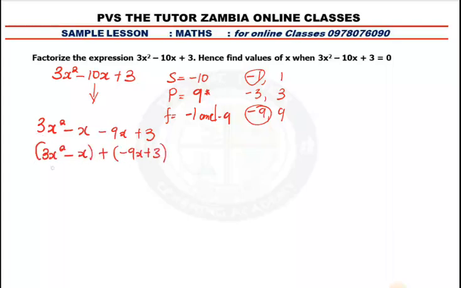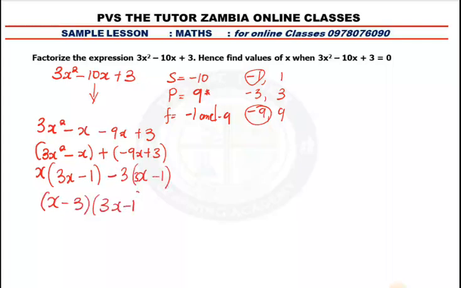Then you factorize what is common here. x is common, of course, and I'll remain with 3x minus 1. What is common here? I can take out the negative as well, even 3, I can take it out. Dividing there, I'll get 3x minus 1. So my expression, therefore, the factorized form is this. This is the factorized form.